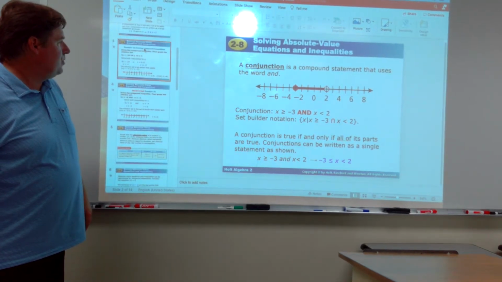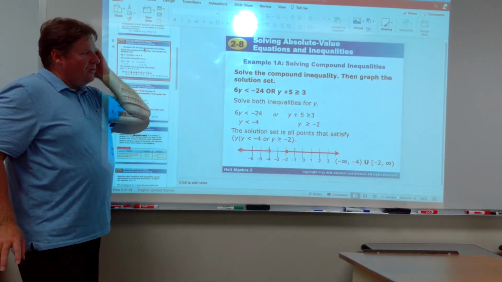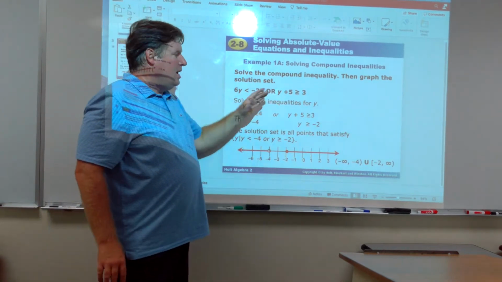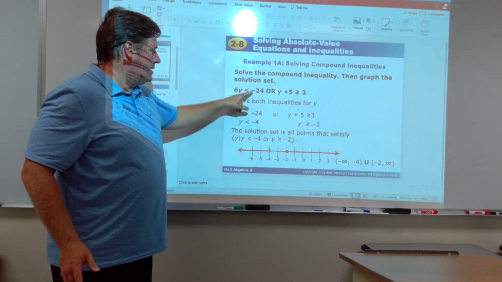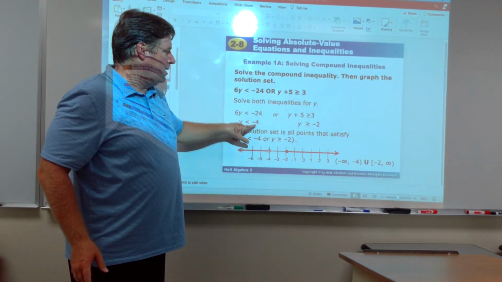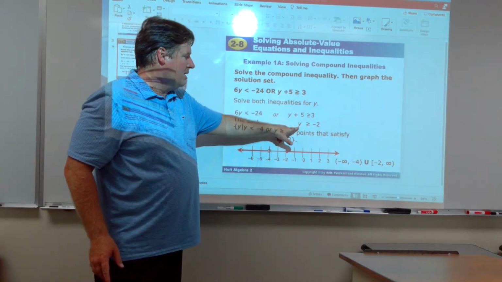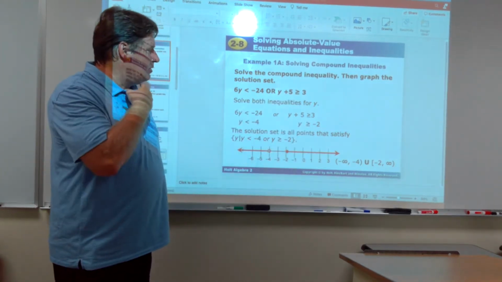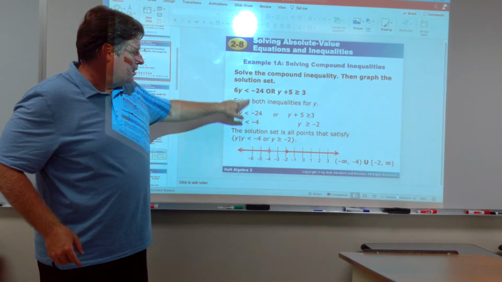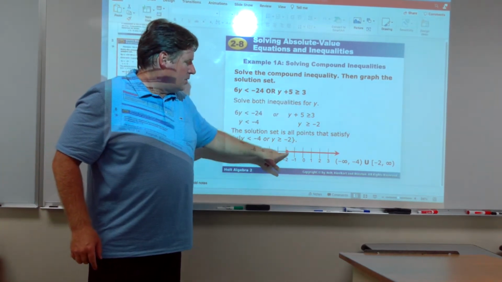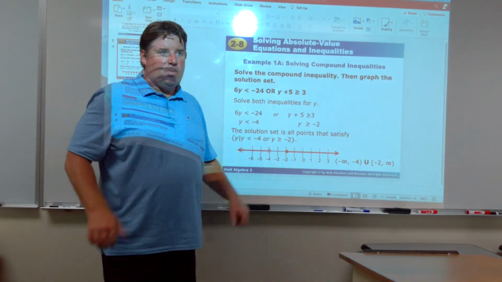So once again, if we're going to graph these or solve them anyway, we have a disjunction. Just solve them each individually. Divide by 6, so we know y is less than or equal to -4. Here we just subtract 5. y is greater than -2, so it's an or. Make sure you use an open circle on this one and a closed circle on that one. So it's going to be an or. We have two parts to it.